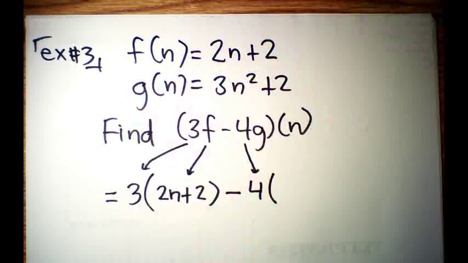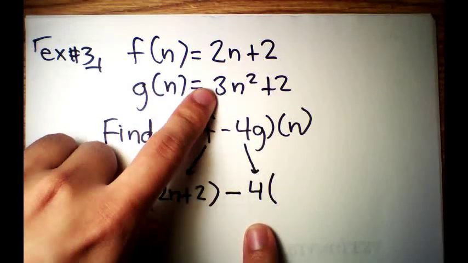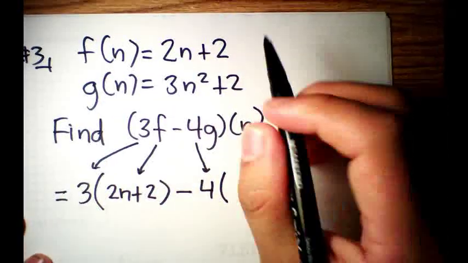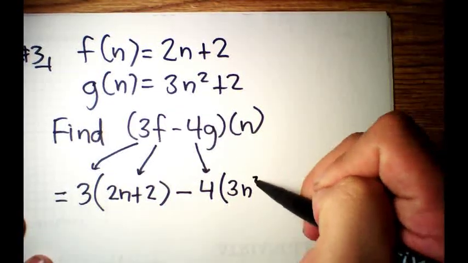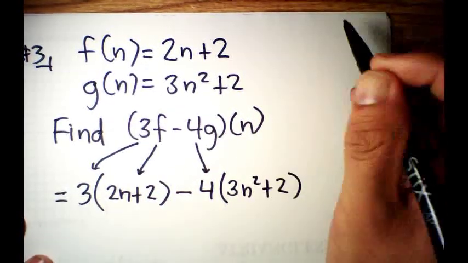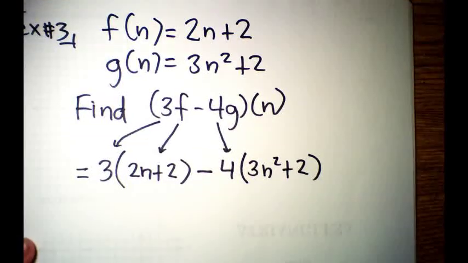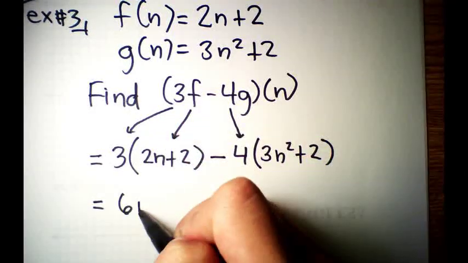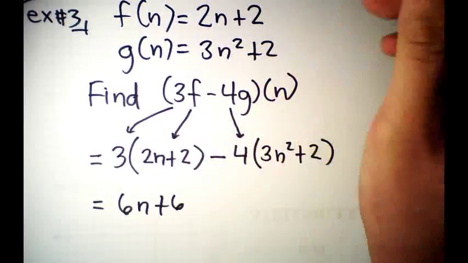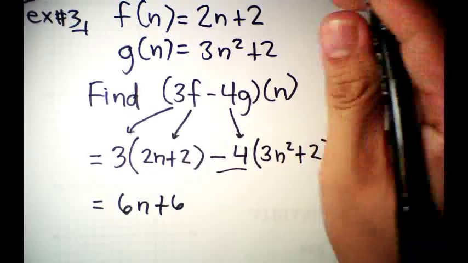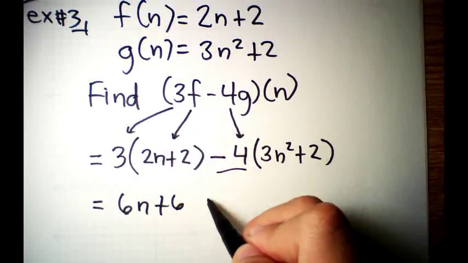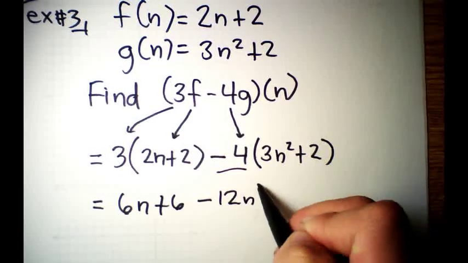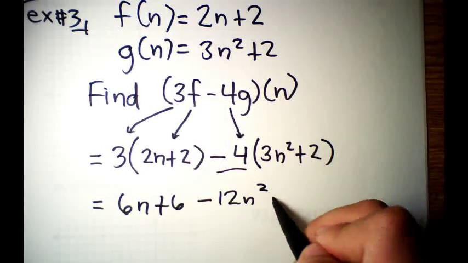And then what was your g equation? Your g equation was 3n squared plus 2. You're going to plug that inside the parentheses, 3n squared plus 2. Now it looks like an algebraic equation from Algebra 1. You're just going to distribute the 3 and the negative 4 respectively. So this is going to be 6n plus 6. Remember, you've got to distribute that negative 4 to both of these terms. So this is going to be negative 12n squared minus 8.